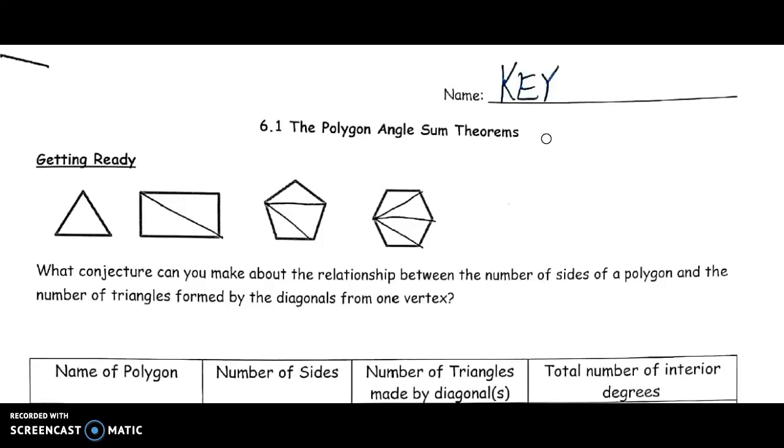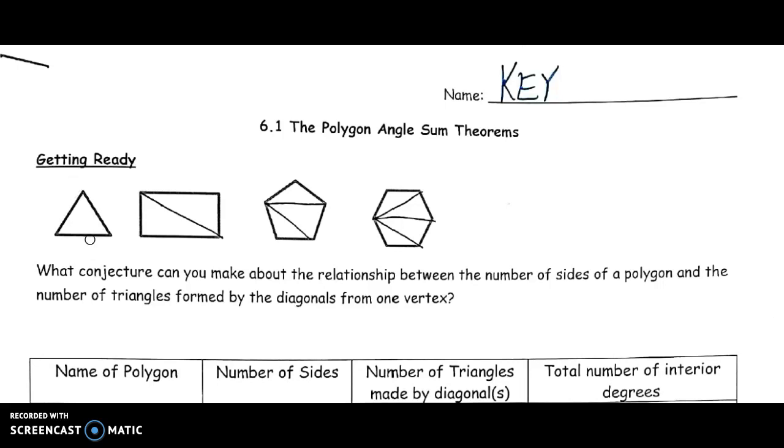So we've talked about triangles a good amount this year, but in Chapter 6 we're going to start to talk about other polygons, and in 6.1 we start that with polygon angle sum theorems. So first off, we're going to make a conjecture about the relationship between the number of sides of a polygon and the number of triangles we form by diagonals from one vertex. I drew some examples up at that first part.